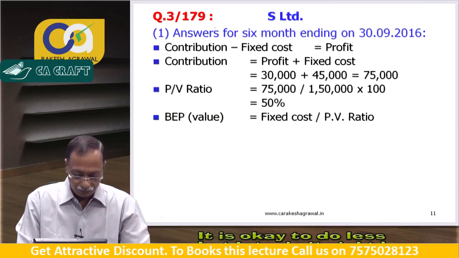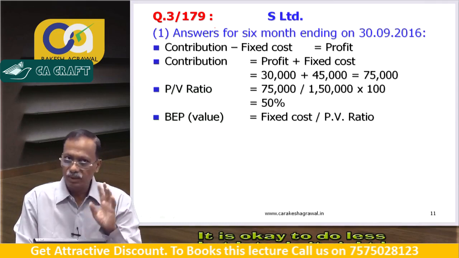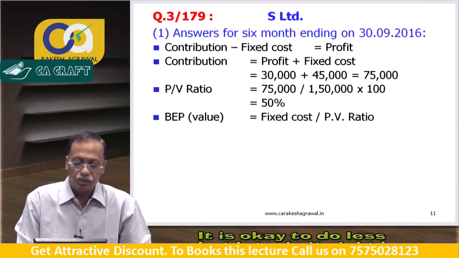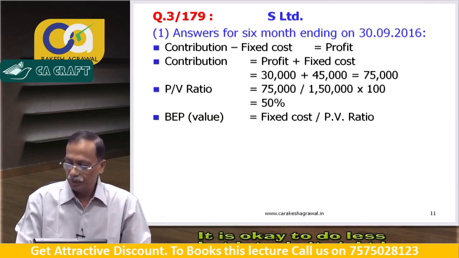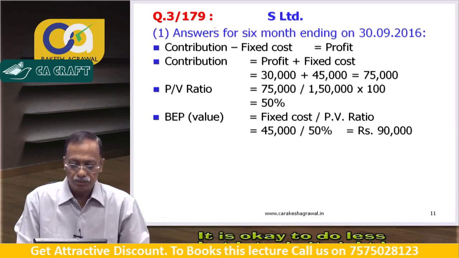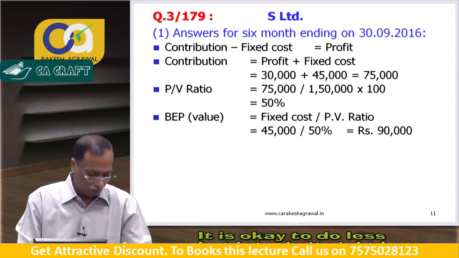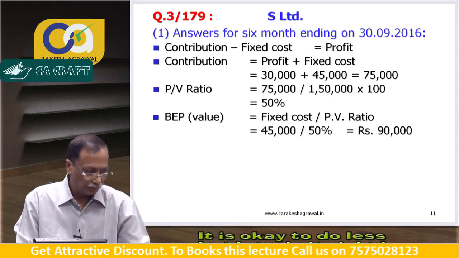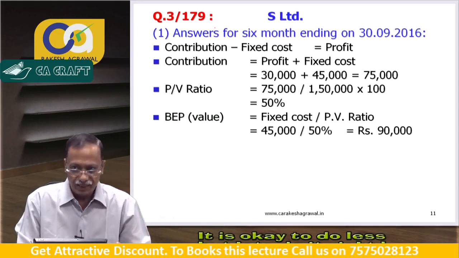Though you have done it already on rough paper, now you will write it step by step. BP value is equal to, and in this question you will get BP as I said only in value, units not possible. BP in value is equal to fixed cost divided by PV ratio, is equal to rupees 45,000 divided by 50%, is equal to rupees 90,000.